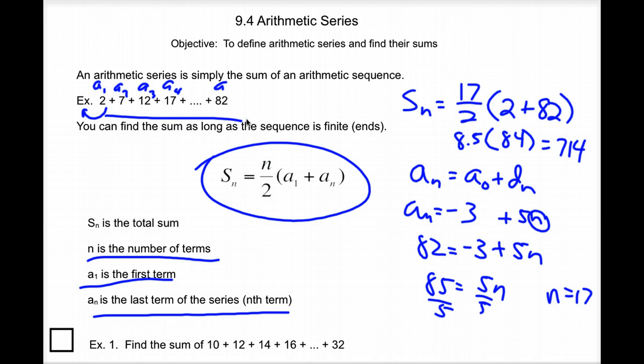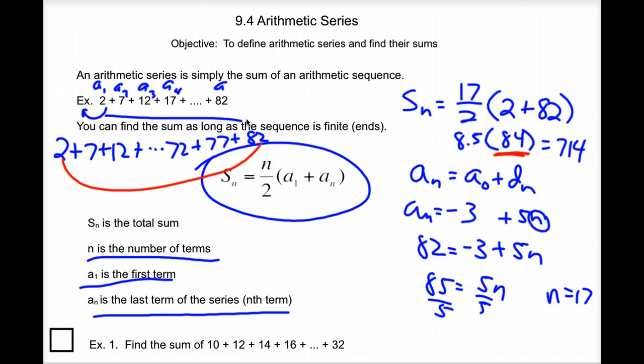The reason it works, let's take a closer look at 2 plus 7 plus 12 plus 17 plus on up to 82. Let's write 2 plus 7 plus 12, and then go towards the end here. What would be to the left of 82? Well, there would be a 77 and a 72. It would look like this at the end. Why is that significant? What's happening here is I'm taking 2 plus 82 to get 84. I can also take the second term and add it to the second to last term, and look, that's still 84.